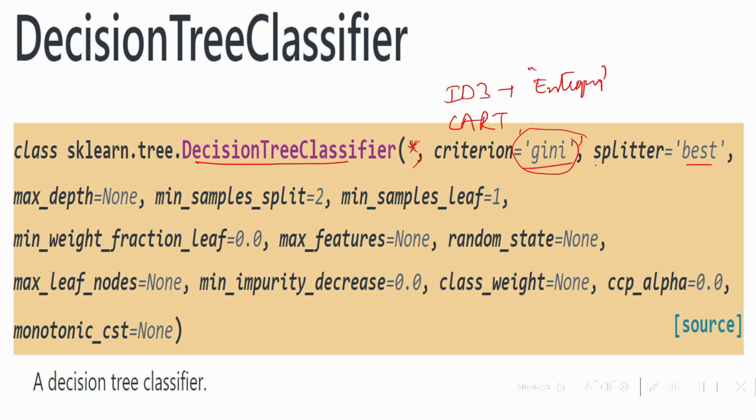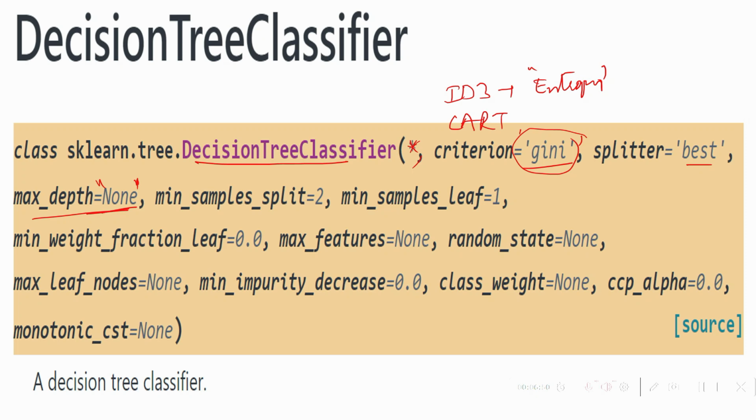Then splitter equal to best and max depth equal to none. This is a very important hyperparameter. The default value is none. That means you can construct the decision tree without limiting the max depth.